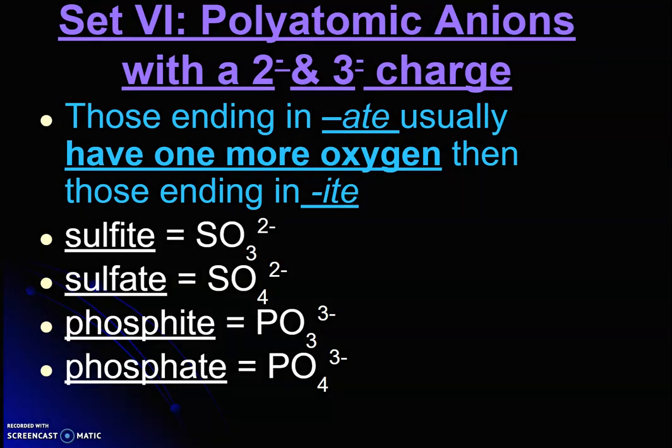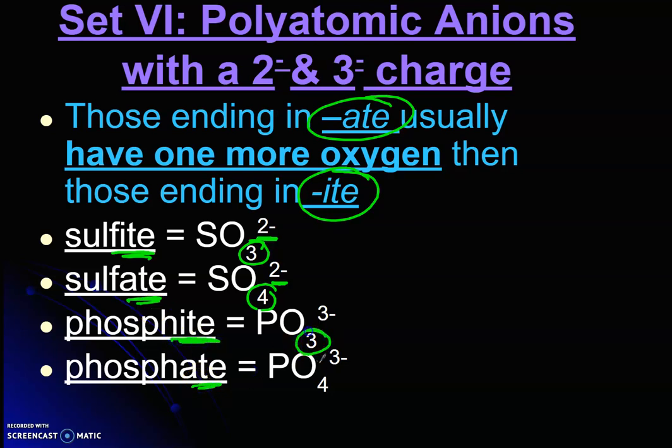And then lastly, we have set 6, the polyatomic ions. These are also going to follow the same ite-ate rule. The ones with more oxygens will be the ates, the ones with less will be the ites. So you see sulfite is SO3 2 minus, sulfate is SO4 2 minus. Sulfite, sulfate, 3 and 4.